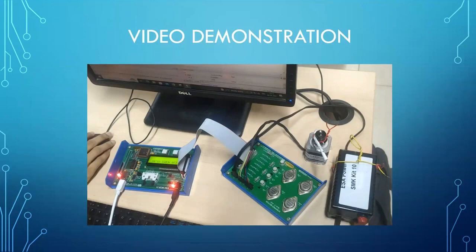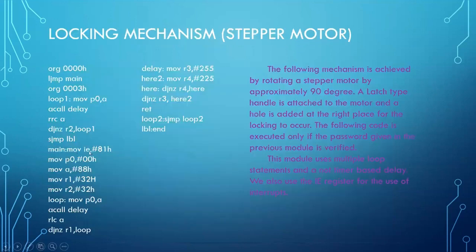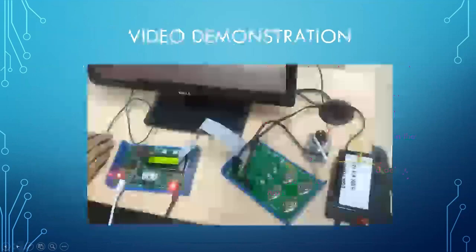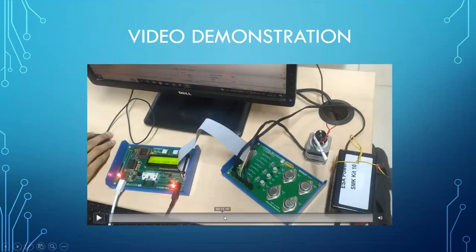For doing so, we have used interrupts. This particular line moves the value 81 into IE. So we are using an interrupt for that. And here is the video demonstration. I will start from 23 seconds, just a minute.